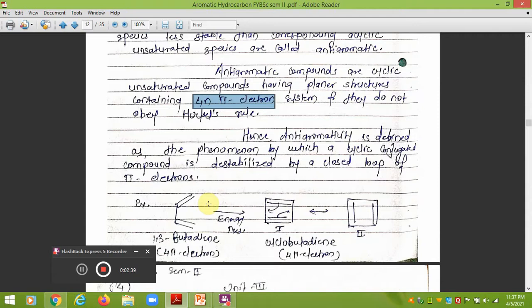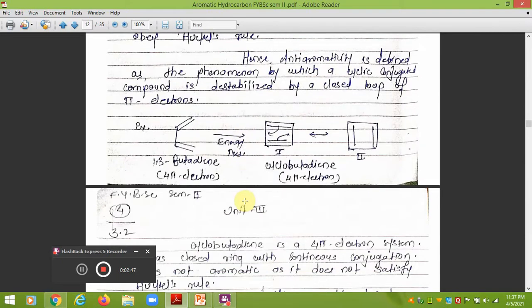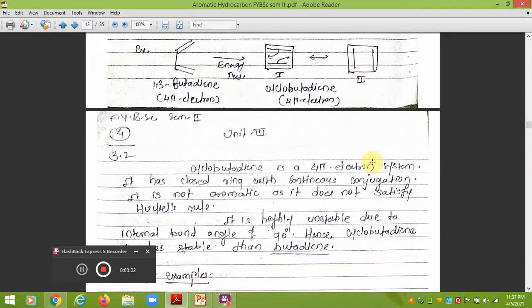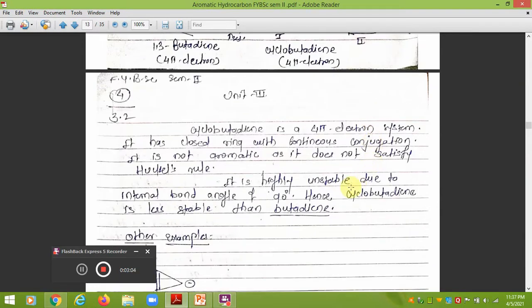So here the anti-aromatic compound is defined as the phenomenon by which a cyclic conjugated compound is destabilized by a closed loop of pi electrons. Here is one compound which is called cyclobutadiene. Definitely it is cyclic, it is also planar, it is also having conjugation, but it contains 4 pi electrons. That's why this compound is called an anti-aromatic compound.